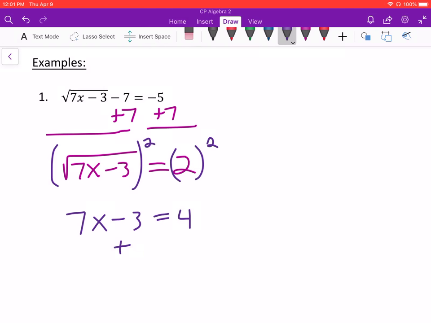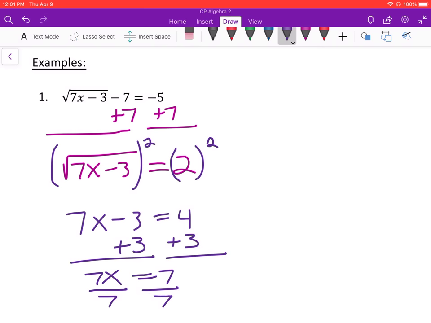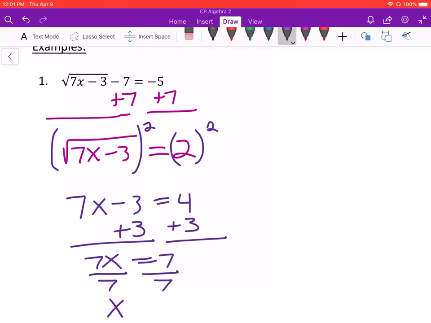Then I can go ahead and add 3 to each side, and I get 7x equals 7. Divide by 7 on each side, and I'm left with x equals positive 1. And that's my answer. So all we're doing here is we're just trying to solve for x.